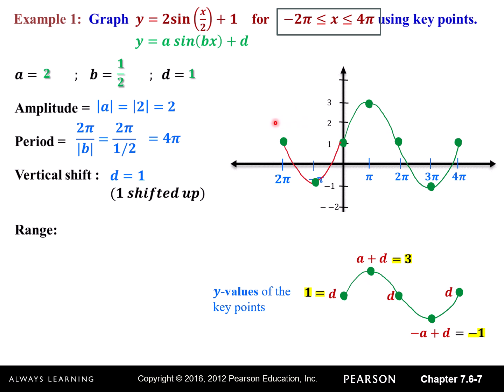And take note, you have to check the endpoints. The endpoint here is negative 2 pi, which is included, and 4 pi is also included here. So you should have a closed point here and a closed point there.